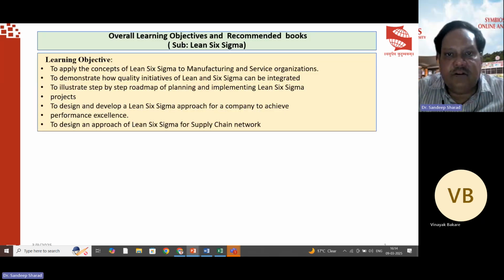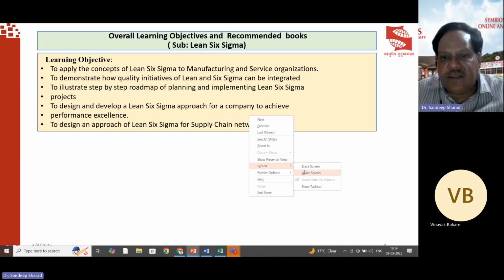As far as the overall learning objectives and recommended books are concerned for the Lean Six Sigma: to apply the concept of the Lean Six Sigma to manufacturing and the service organizations, to demonstrate how quality initiative of the Lean Six Sigma can be integrated, to illustrate a step-by-step roadmap for planning and implementing the Lean Six Sigma projects, to design and develop a Lean Six Sigma approach for the company to achieve performance excellence, to design an approach of the Lean Six Sigma for the supply chain network.